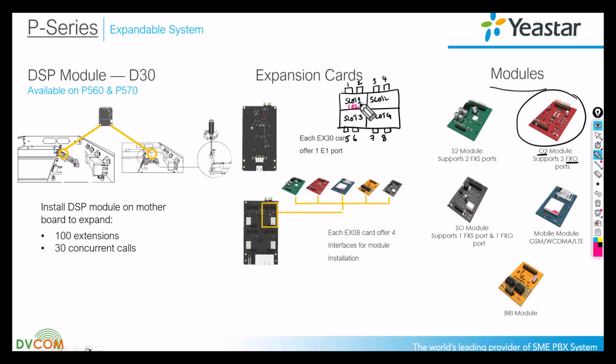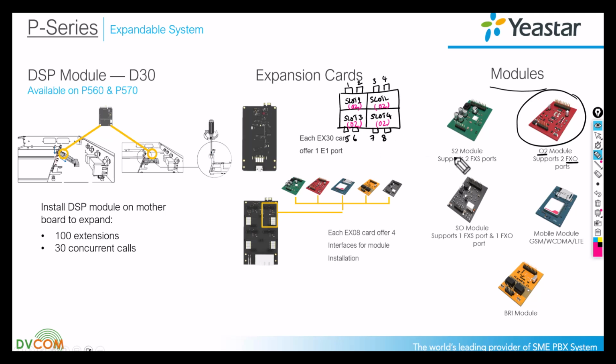You can see here, if I insert one O2 module here, then port number 1 and port number 2 get activated. If you insert one more O2 module in slot number 2, you can terminate analog lines on port number 3 and port number 4. And if you insert one more O2 module in slot number 3, port number 5 and port number 6 are going to get activated. And if you insert one more O2 module, you can terminate 2 analog lines on port number 7 and port number 8. It's purely your requirement, guys.